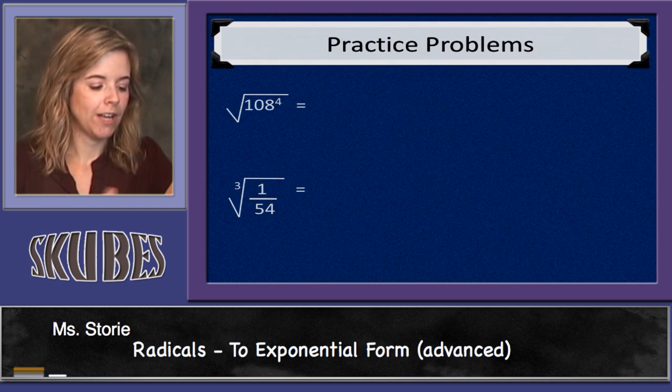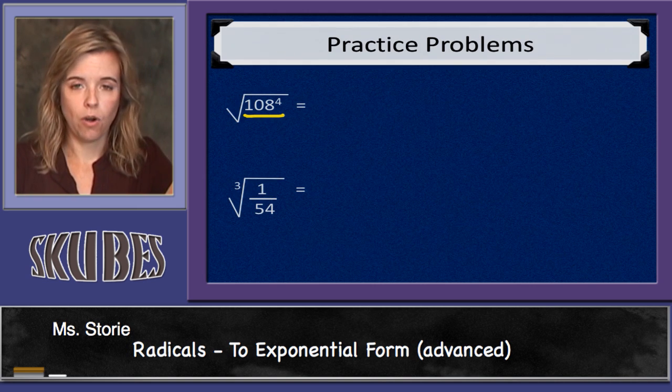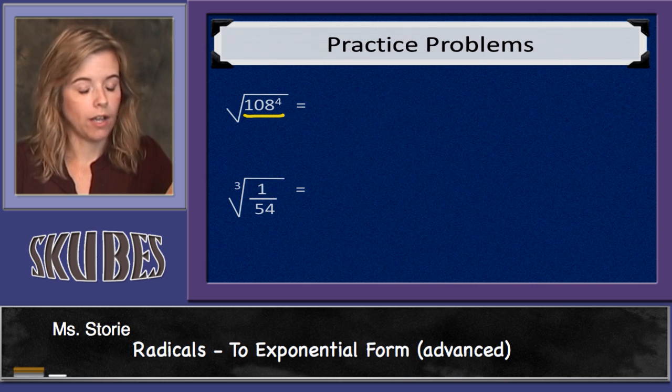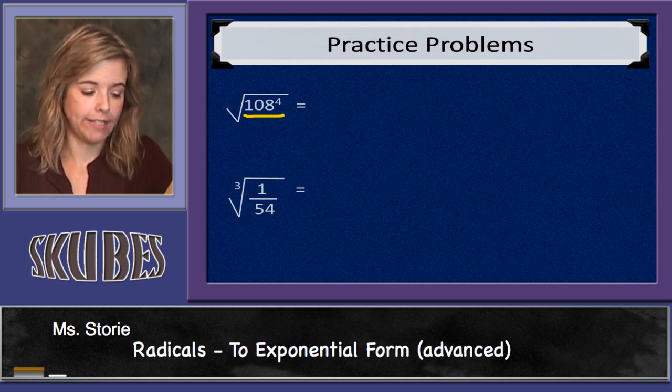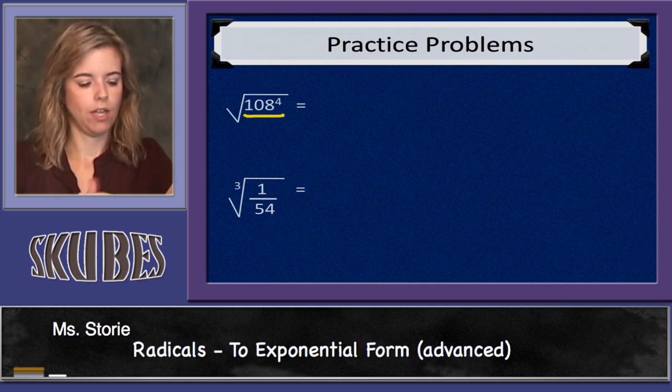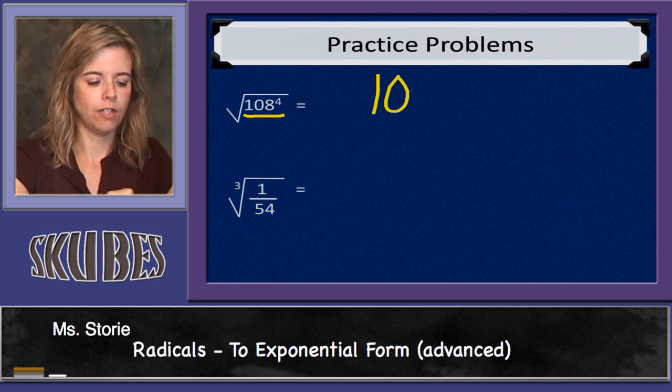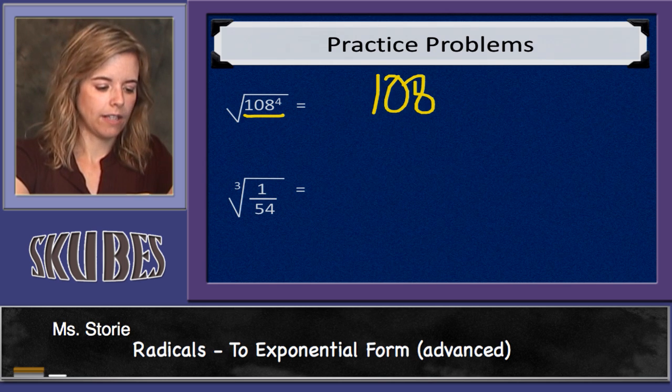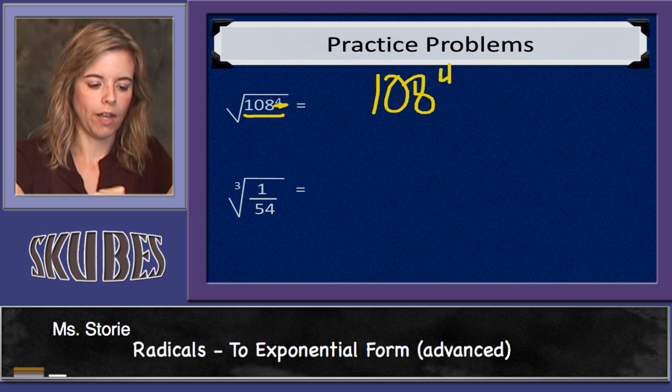Let's try it on our own. We've got 108 to the 4th, and we're trying to find the square root. We're not going to do the actual math. I just want to show you how to take it from radical to an exponential. So first things first, you have a base of 108. The exponent right here becomes your numerator.